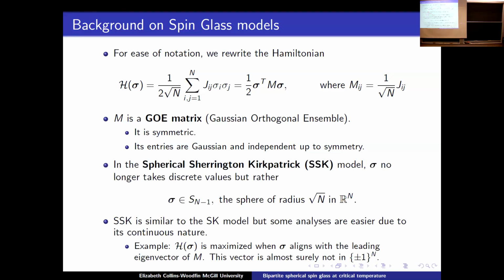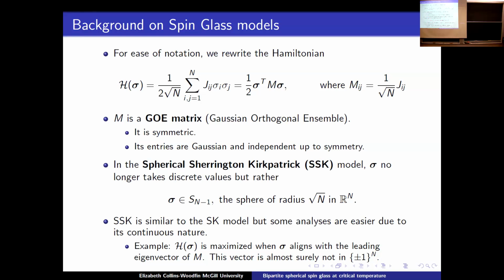Okay. What I want to talk about now is the spherical Sherrington-Kirkpatrick model. This one is very closely related to what I was just talking about, but now we relax the constraint that the entries of our vector have to be plus and minus 1. If you were to take the entries all to be plus or minus 1, this would be a vector with a norm of square root of n. So now we instead just say it has to live on the sphere of radius square root of n. So basically, we're moving from a discrete model to a continuous model. And this one is similar in certain ways to the SK model that we started out with, but certain analyses become a lot easier in this model.